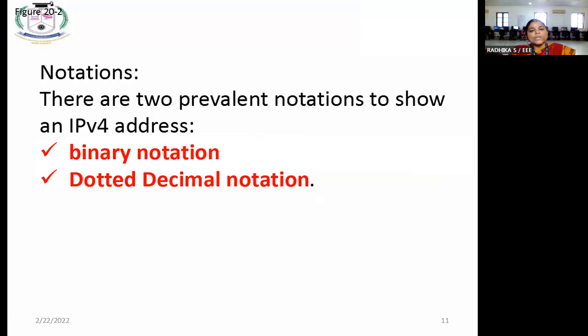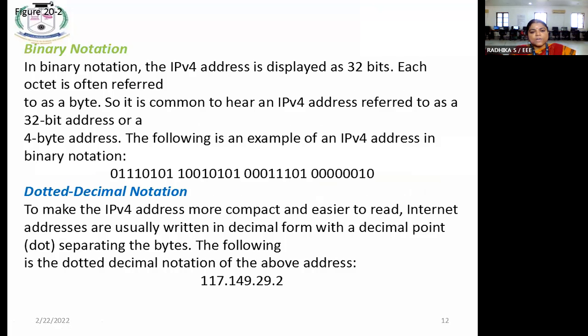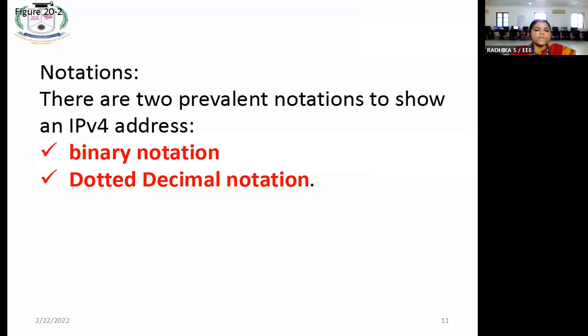Now, when you look into the notations, how is the IP address represented, what is the notation used? There are two different notations. One is binary, the second one is the dotted decimal notation. I think you are all familiar with the different number systems, isn't it? Are you all familiar with the different number systems? Yes, ma'am. Okay. So if all 32 bits are represented in binary, then that is the binary notation.